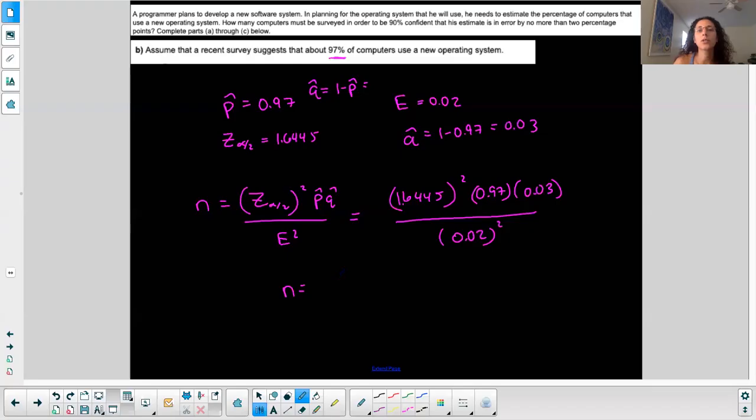And this is approximately 196.74, but remember that I always have to round up. So 196.74 is not going to work. I go up to 197. So 197 is the minimum sample size required under these situations where we suggest about 97% of computers use a new operating system, so where p hat is known in this case.